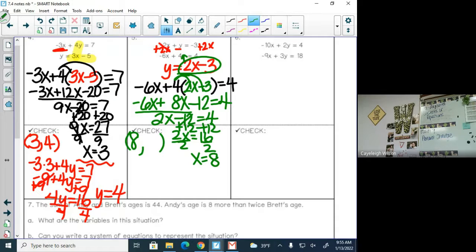All right, so right now, if you didn't already find y, I want you to take that 8 and plug it back into either one of the original problems. You should never plug it back in the y equals 2x minus 3. Because if you made a mistake, you won't be able to catch it. So always plug it back in one of the 2 original that they gave you.